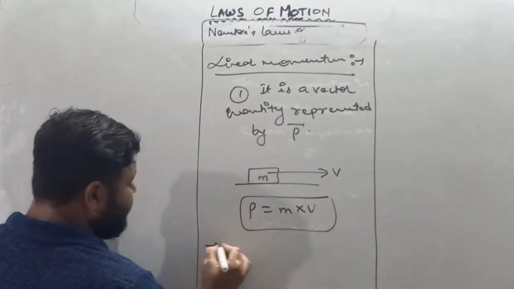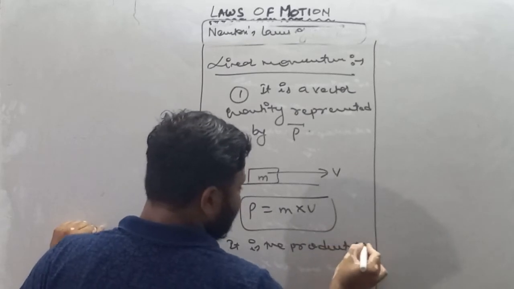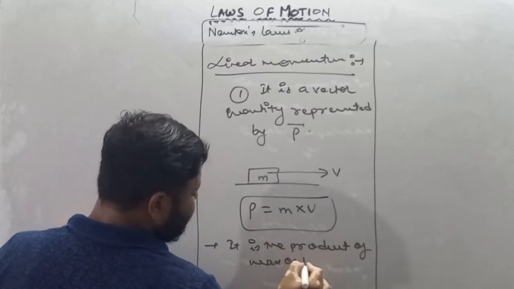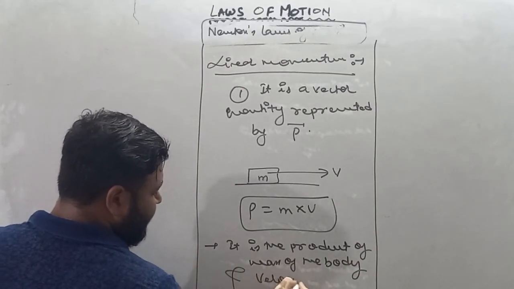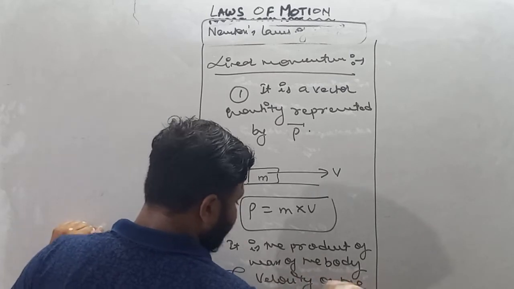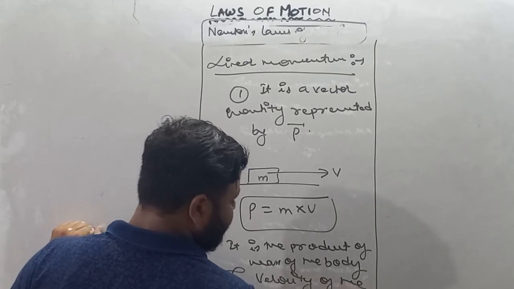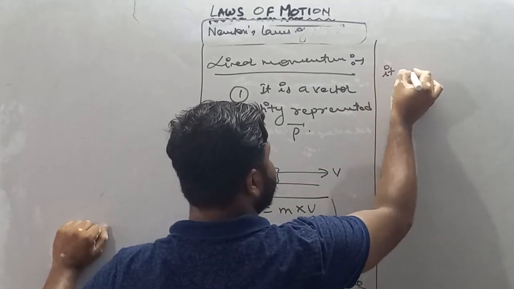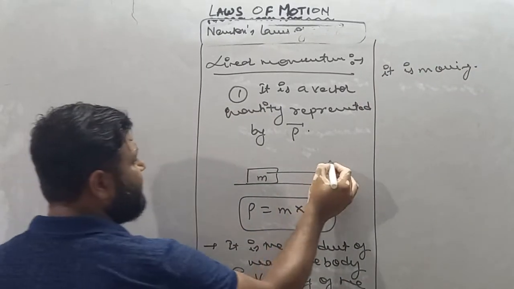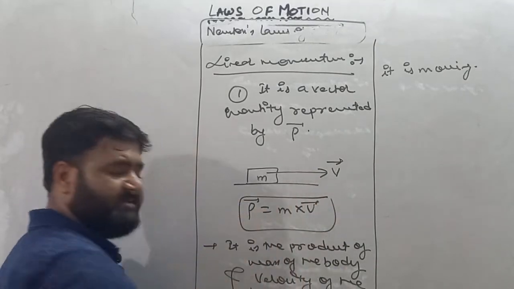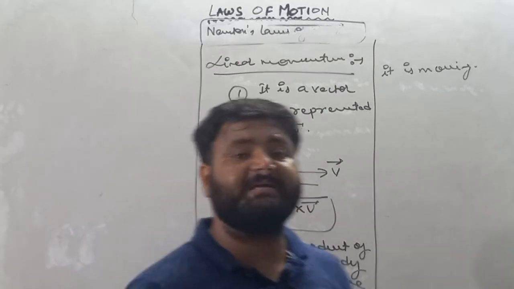So what actually is linear momentum? It is the product of the mass of the body and the velocity of the body with which it is moving. Now see, my dear student, as I told you, linear momentum is a vector quantity, so the magnitude of linear momentum is mv and its direction is always along the direction of velocity.